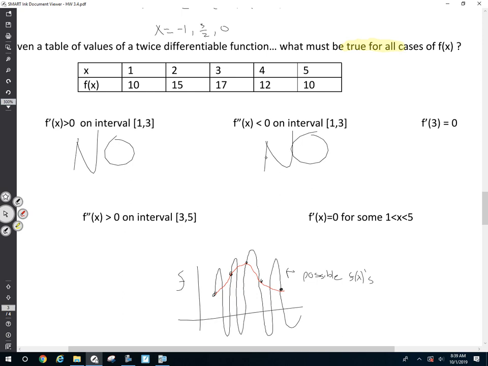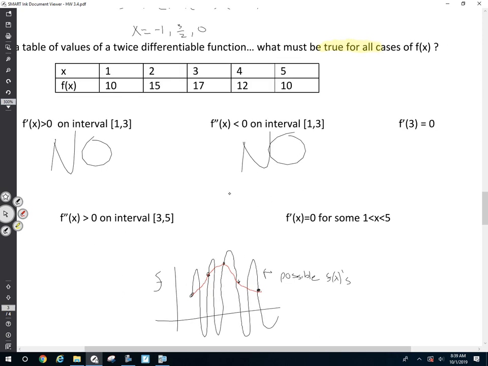In the previous table problems, I said, like, take an educated guess. Oh, the derivative at 3 has to be 0. I'm going to have a max at 3. No, I don't necessarily have a max at 3. I can go through 3 to keep going back up. So no, this is not necessarily true. Second derivative has to be positive from 3 to 5. I go from 17 to 12 to 10, so that means I subtract 5, subtract 2. So it means I got to be, no, not necessarily. So this red does not have to be f.